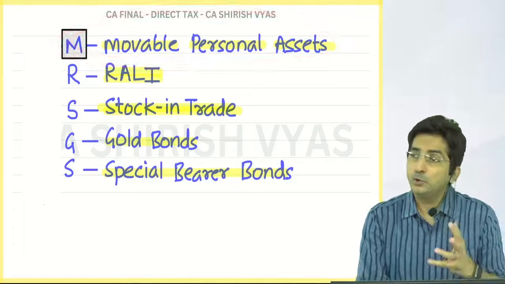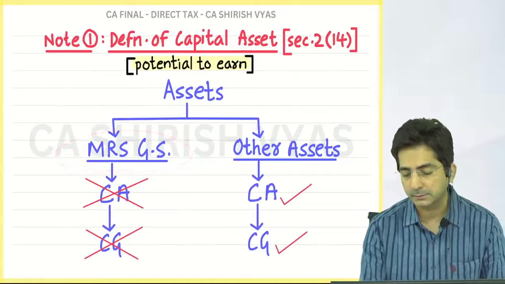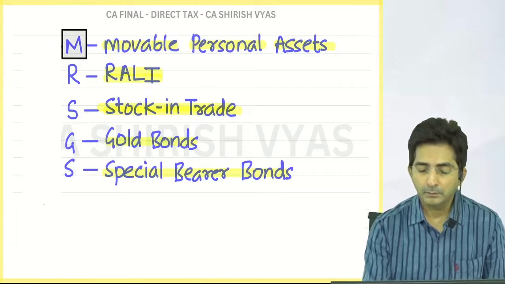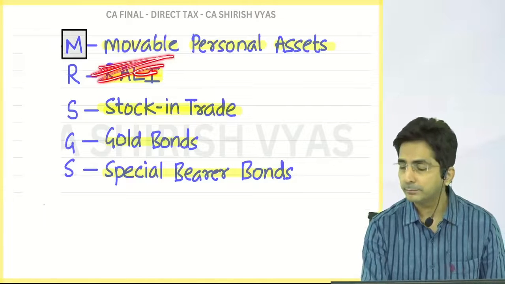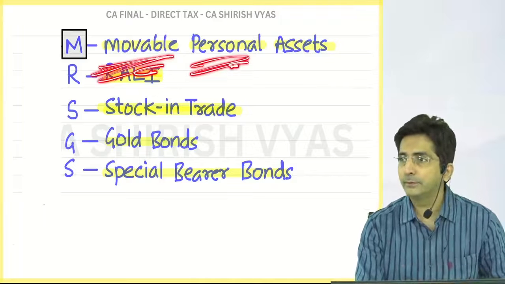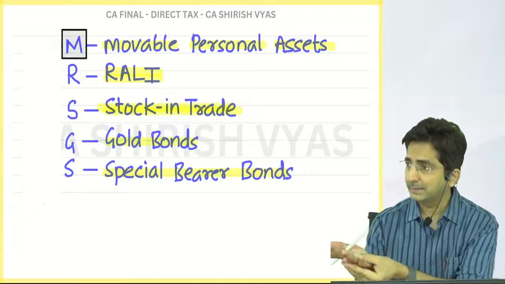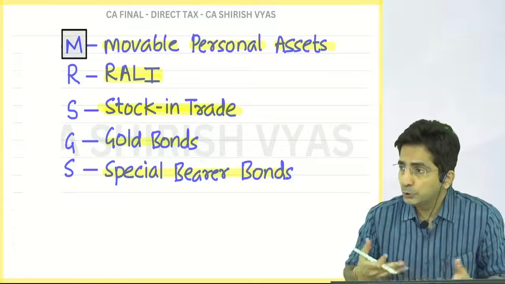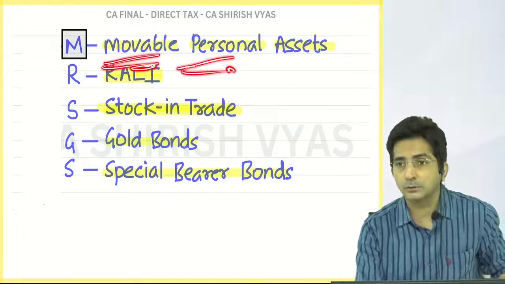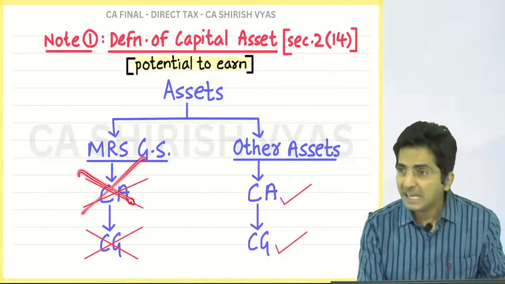Tell me, what about jewelry? Jewelry is Mrs. GS or others? Technically, it is Mrs. GS. Tell me how. Jewelry is movable, personal. You wear jewelry in day to day life. You wear earrings, rings, necklace, etc. It is used in day to day life. So jewelry is movable also. It is personal also. So that way it is Mrs. GS. So it should not be a capital asset.